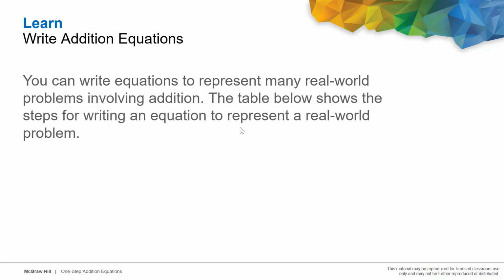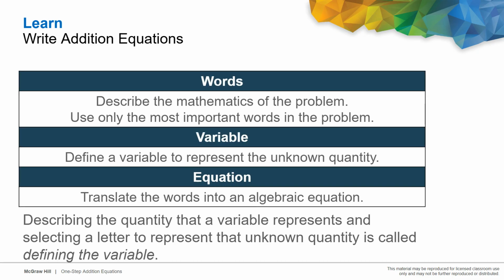You can write equations to represent many real-world problems involving addition. The table below shows the steps for writing an equation to represent a real-world problem. So here are the steps. Here's the words first. Describe the mathematics of the problem. Use only the most important words in the problem. Then you need to define a variable to represent the unknown quantity. And then finally, you can translate the words into an algebraic equation.